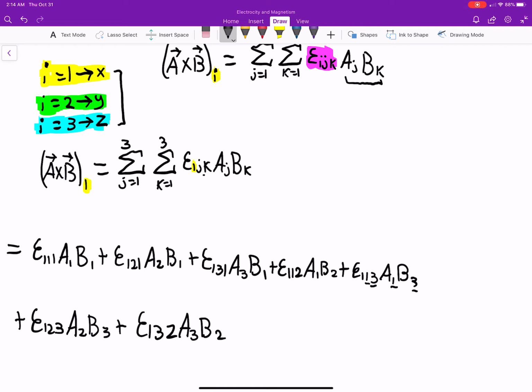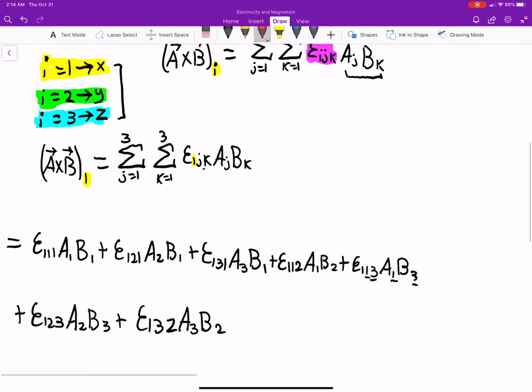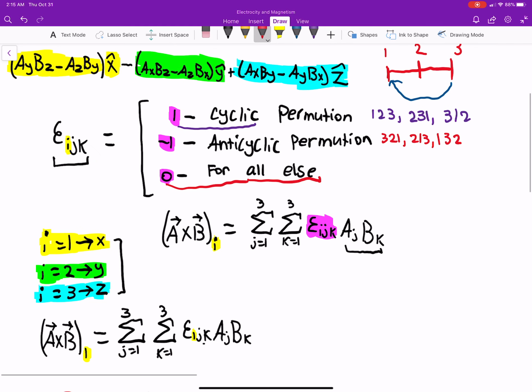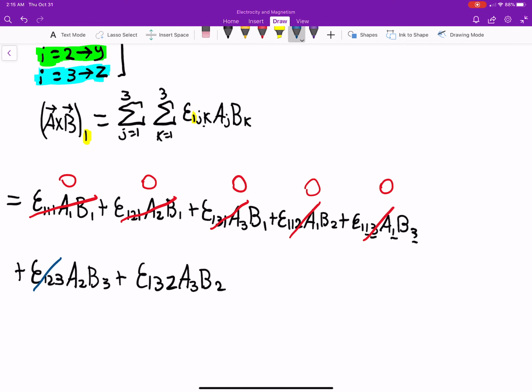Okay, so we expanded it all out, and I think you can see it'll start to clean up nicely if we look over here. So let's start with, it's 0 when it's anything else. 1, 1, 1. So this is just 0. This goes away. 1, 2, 1. That goes away. Basically, if they repeat, they're going to go away. 1, 3, 1. 1, 1, 2. 1, 1, 3. 1, 2, 3. Okay, well, that doesn't repeat, and it goes in our order, right? 1, 2, 3. So that's just 1.